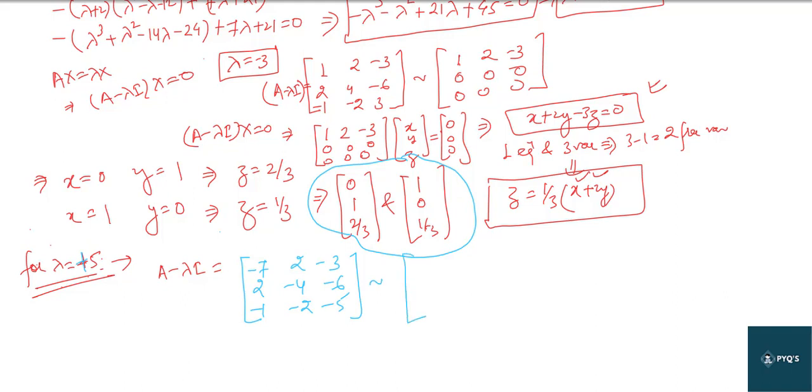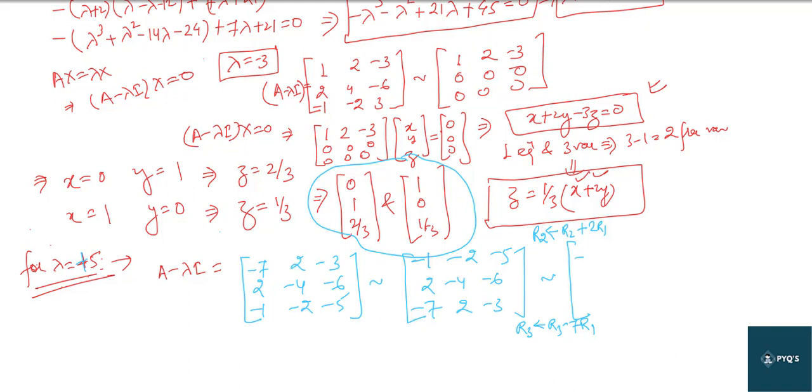Now I'll find the similar matrix. First of all, I'll interchange R1 and R3, so I'll get minus 1, minus 2, minus 5, and then 2, minus 4, minus 6, and minus 7, 2, minus 3. Now I'll do R2 plus 2 times R1, and R3 minus 7 times R1.